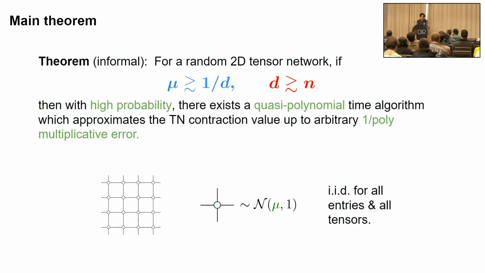Specifically, we show that for random 2D tensor networks, if the mean is roughly greater than the inverse of the bond dimension, where roughly just means up to constant correction, and the bond dimension is roughly greater than the system size, then with high probability, there exists a quasi-polynomial time algorithm which approximates the contracted value up to arbitrary 1/poly multiplicative error.